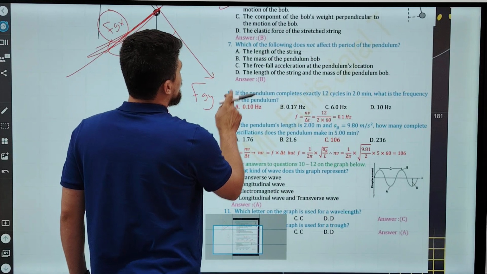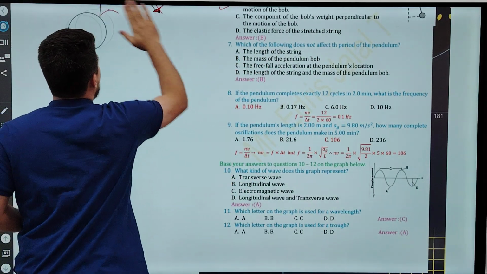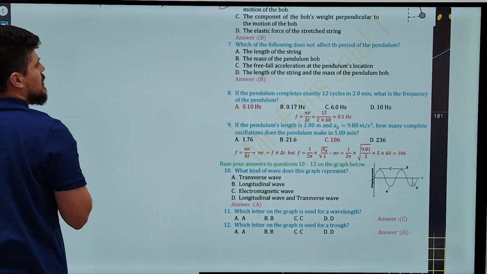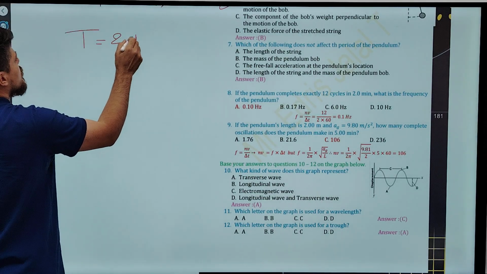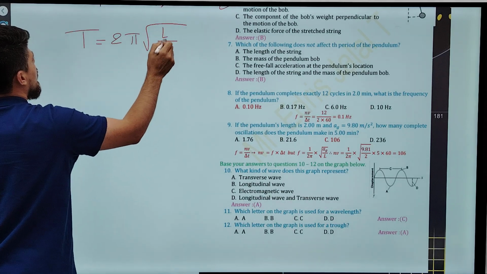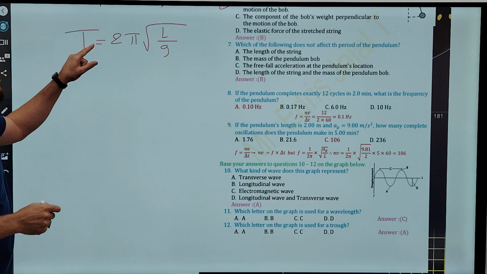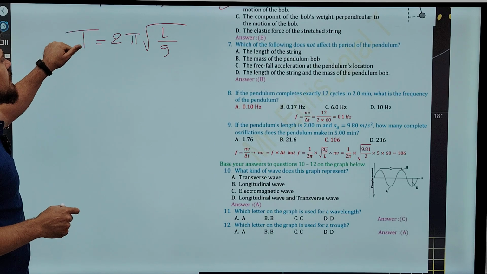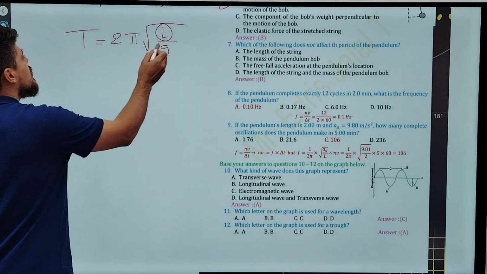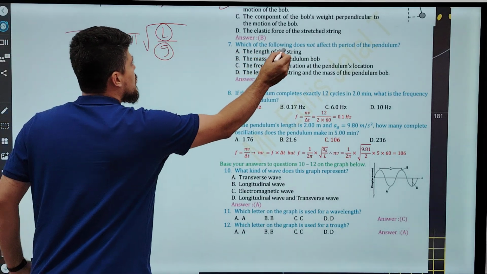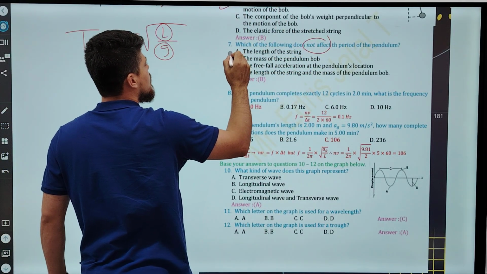Question 7. Which of the following does not affect the period of the pendulum? You have to keep in your mind, the period of the pendulum is equal to 2 pi square root of L over g. What does the period in a simple pendulum depend on? It depends on the length of the string and the free fall acceleration. But the question says does not affect. Be careful. Does the length affect the period?